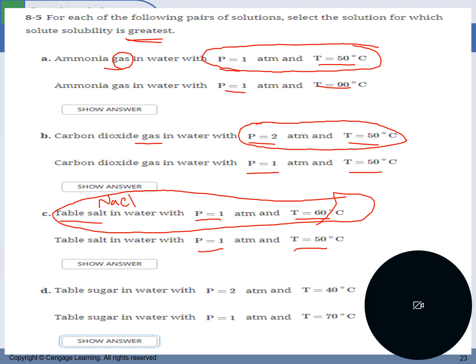And the last one, another solid, table sugar in water, with a pressure of 2 and temperature of 40 versus a pressure of 1 and temperature of 70. Pressure doesn't do much for solids, so we're looking for the higher temperature condition.